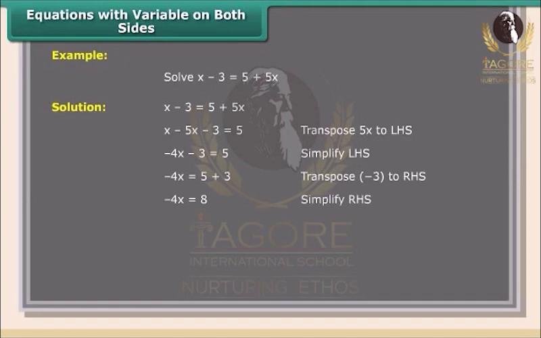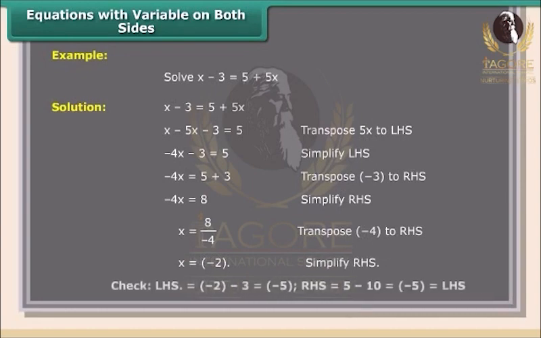Simplify RHS. x is equal to 8 upon minus 4. Transpose minus 4 to RHS. x is equal to minus 2. Simplify RHS. Check. LHS is equal to minus 2 minus 3, which is equal to minus 5. RHS is equal to 5 minus 10, which is equal to minus 5, which is equal to LHS.